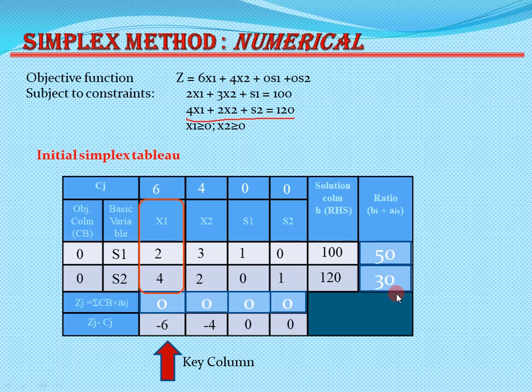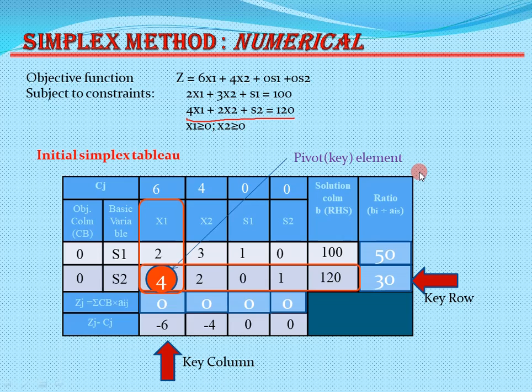The key row is the one which contains the minimum positive ratio. So the minimum positive is 30. So this is called the key row, which is also called the pivot row. And the element at the intersection of this key row and key column is called the pivot element. So in this case 4 is the pivot element. It is also called the key element.